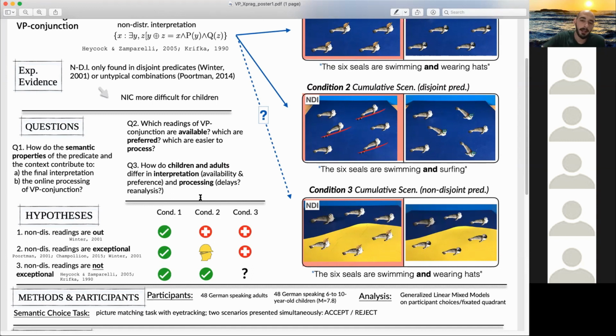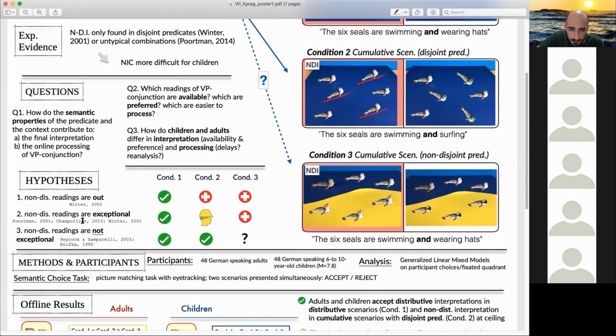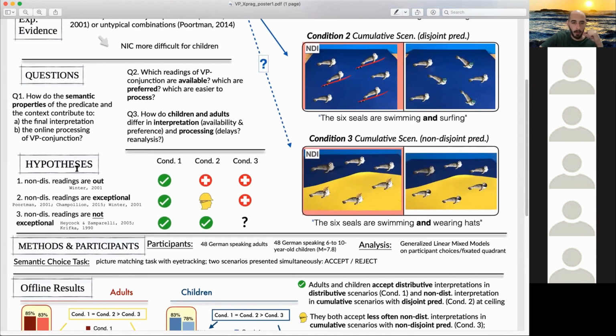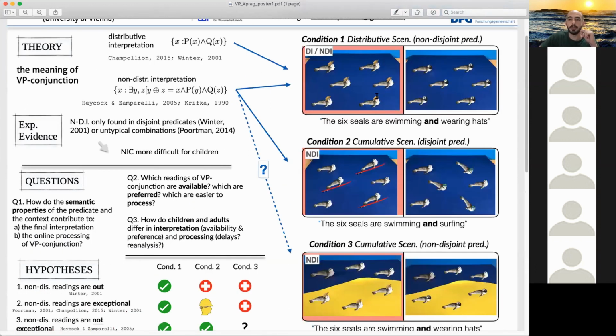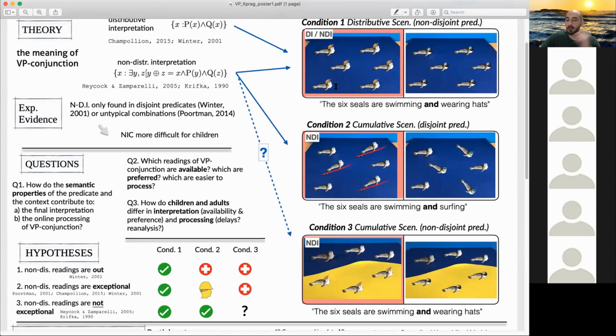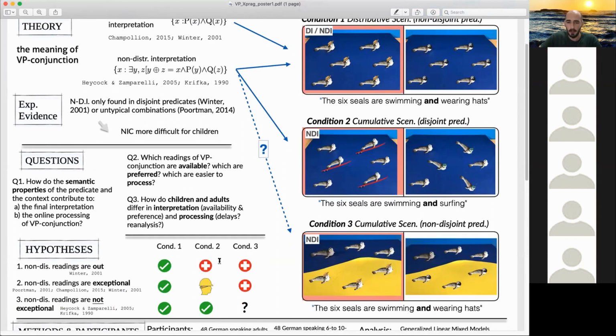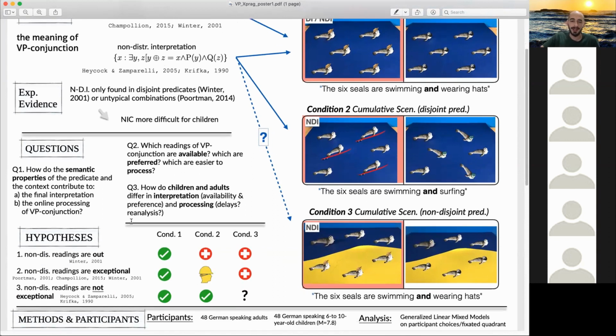And there are at least 3 hypotheses that we sketched out with this beautiful diagram. So one is that non-distributive readings are out. You only have the strongest reading of conjunction, okay? And Winter claimed that in 2001. So only in condition 1, where you can actually use your distributive interpretation to select this scenario, you should be happy. And here you should be non-happy, okay? So you cannot adopt the cumulative reading.